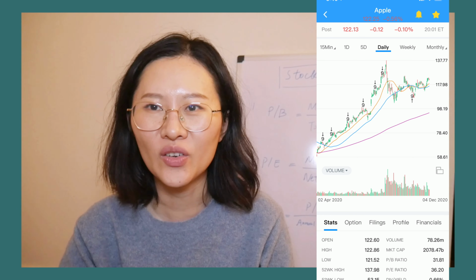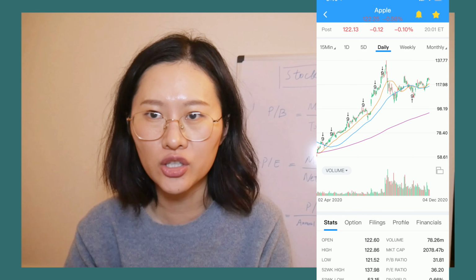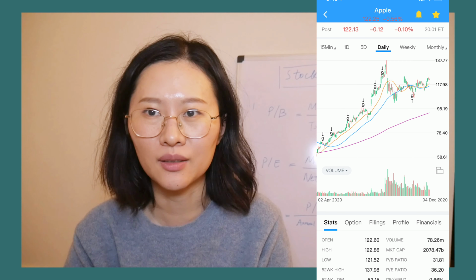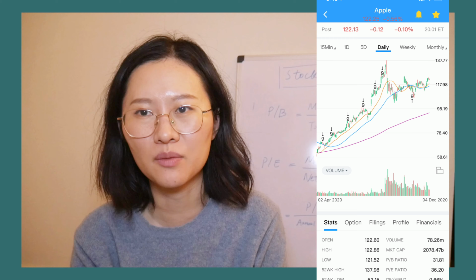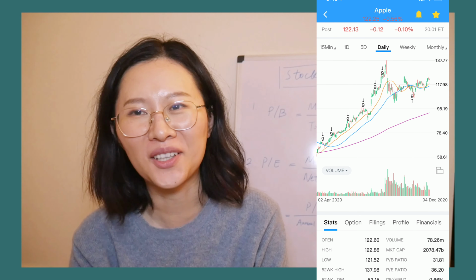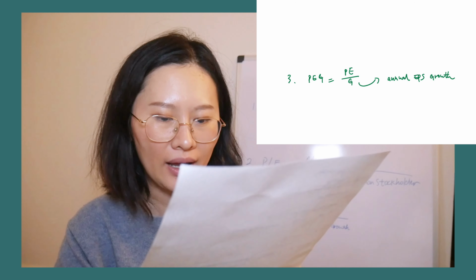But when the new earnings come out, if the earnings are less than expected, the PE ratio will go up. If the earnings are more than expected, the PE ratio will go down. So even though Amazon's PE ratio is already very high, that doesn't mean the stock price cannot go up further.